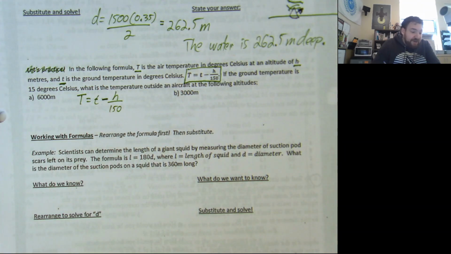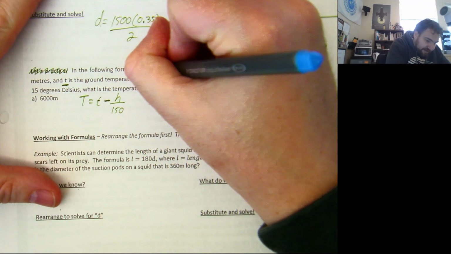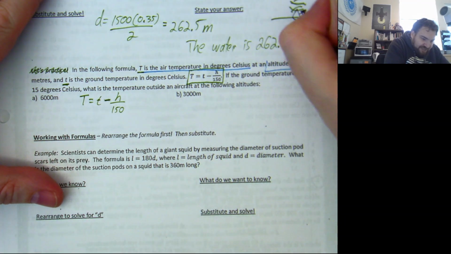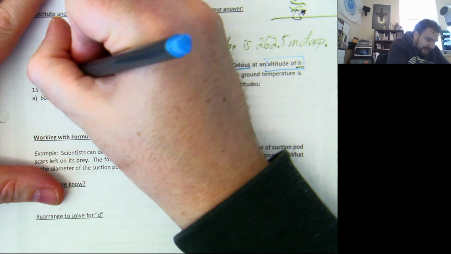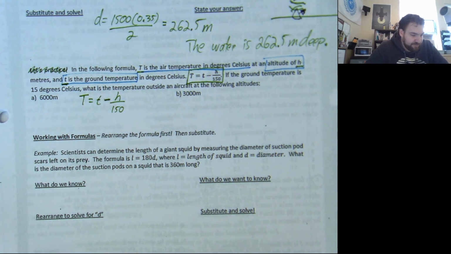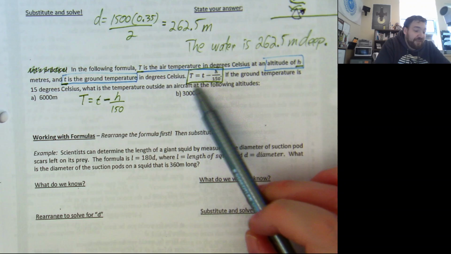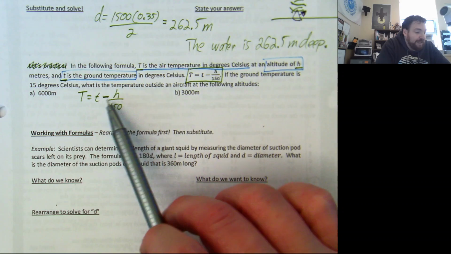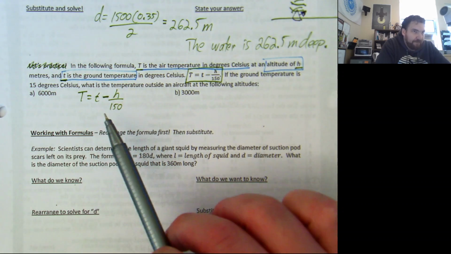Now, we've been given some context here. Big T is the air temperature, h is an altitude, and little t is the temperature of the ground. Those are all measured in Celsius, because we live in Canada, not America. If the ground temperature is... so now we've got 3 variables here. In order to do anything with this question, we need values for 2 of them.